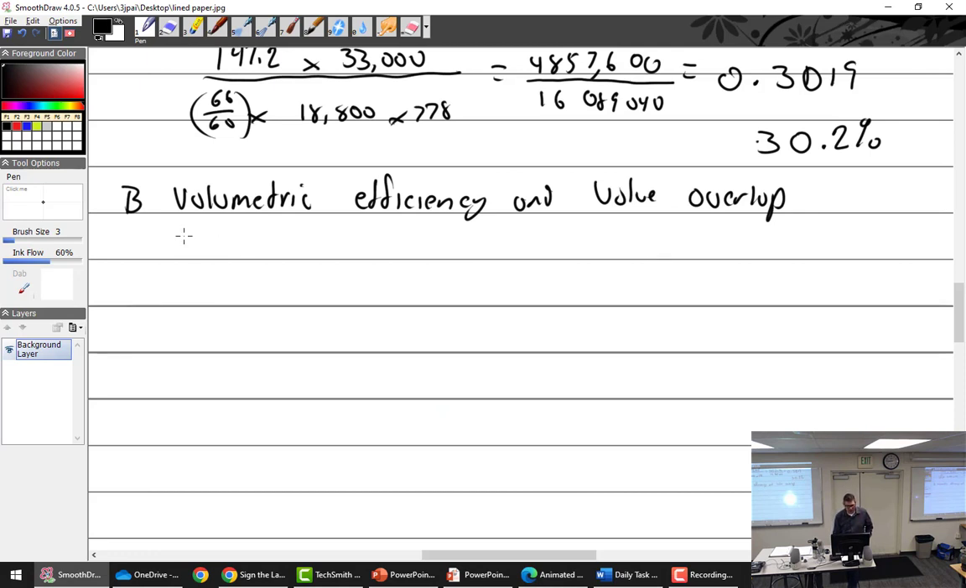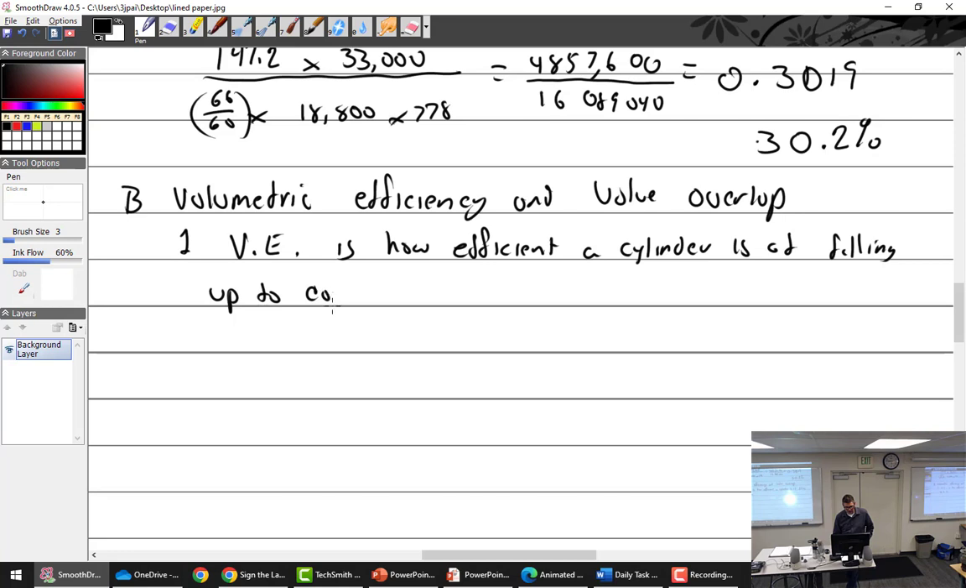Number one, volumetric efficiency. I don't want to keep writing that, so we'll put VE. Volumetric efficiency, VE, is how efficient a cylinder is at filling up to capacity while operating.